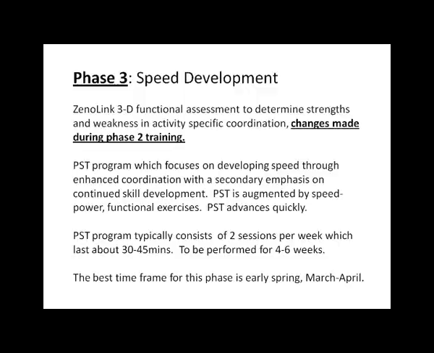The PST, which is more the activity-specific exercise, is going to be augmented by speed or power exercise as well as continued functional exercise. And again, the PST will now advance very quickly. We've only got 4 to 6 weeks to ramp somebody up through a cycle to really get them into ballistic speed mode. And this is where they're really going to be performing exercises, the PST in particular, at speed.